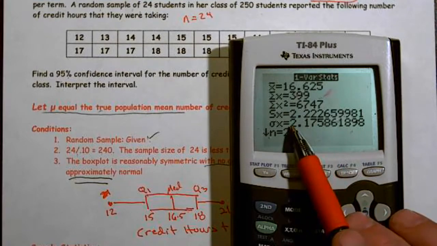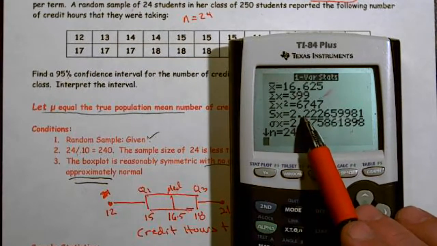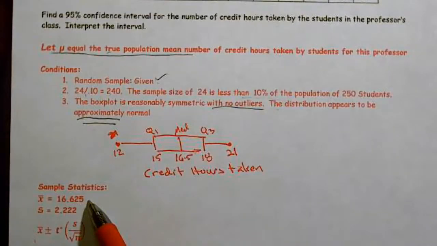This would have been the population, but we only took a sample. We took 24 students out of the 250. So we only have a sample, not the entire population of 250. So we'll write down Sx, all right? So that tells me my sample mean is 16.65, and this is 2.22.